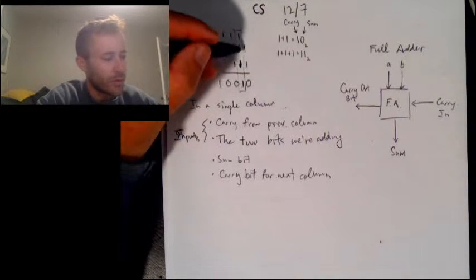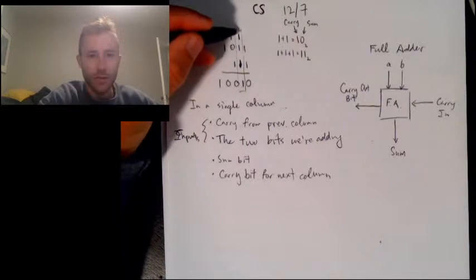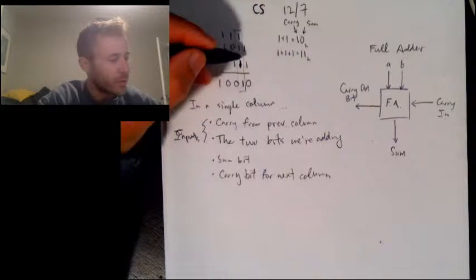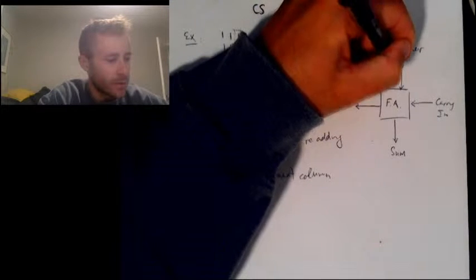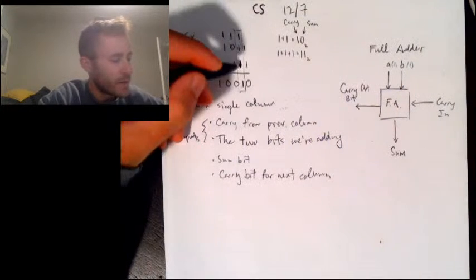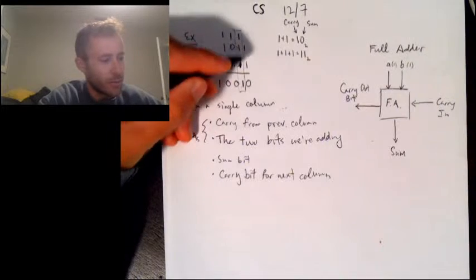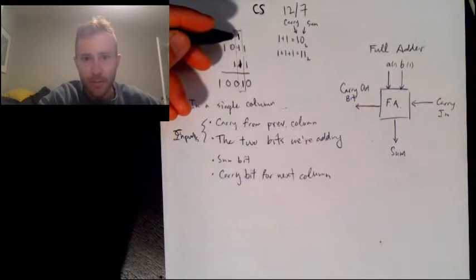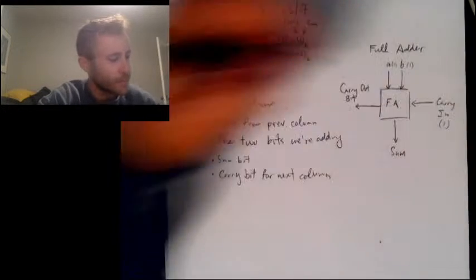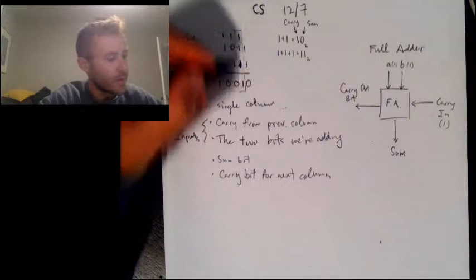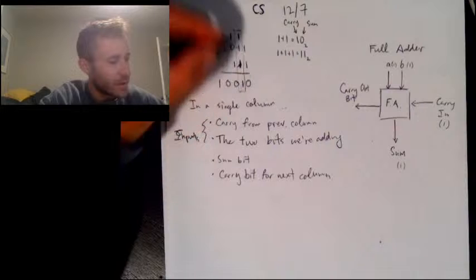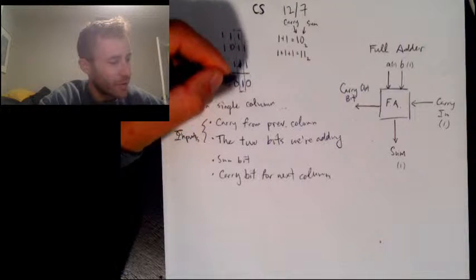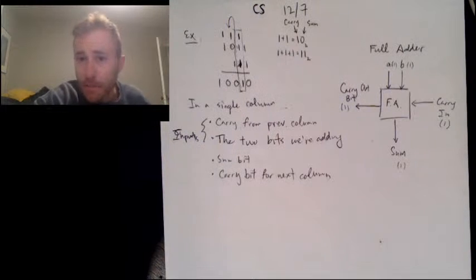Let's look at one of these columns, this column that I boxed in. You can see that A and B are both 1. The carry in from the previous column was also 1. The sum bit is 1, so this one's not very interesting because everything is 1. And then the carry to the next column is also 1.